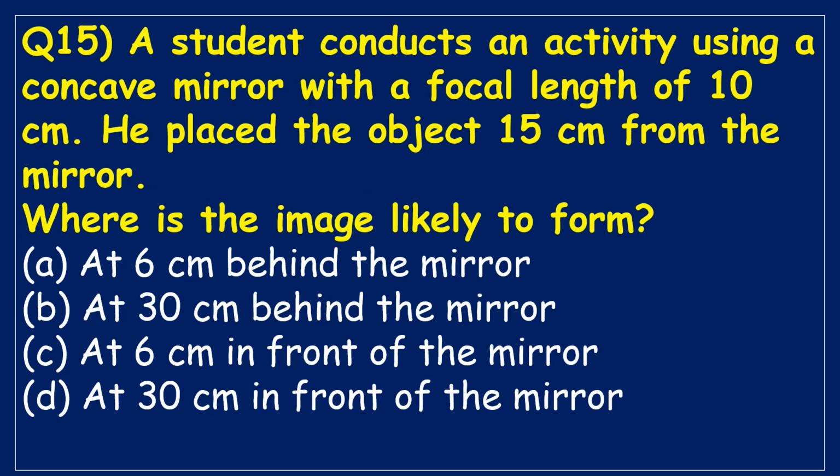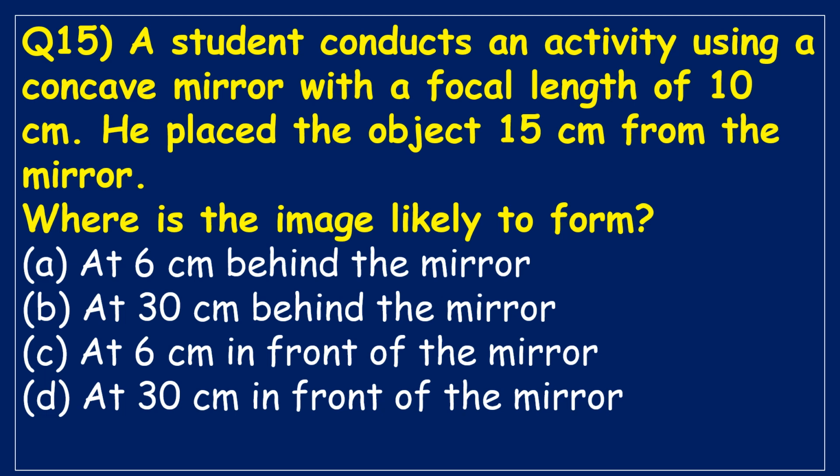A student conducts an activity using a concave mirror with a focal length of 10 centimeter. He placed the object 15 centimeter from the mirror. So focal length is given, that is 10 centimeter. From this we can understand that center of the curvature is 20 centimeter, but object distance is given as 15 centimeter. That means it is in between focal length and center of the curvature. Image will be beyond center of the curvature. Image size will be double to the object size.